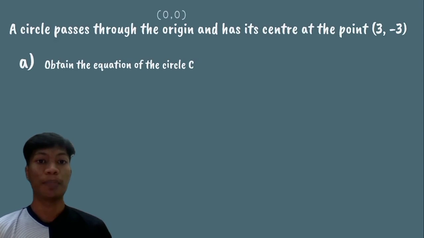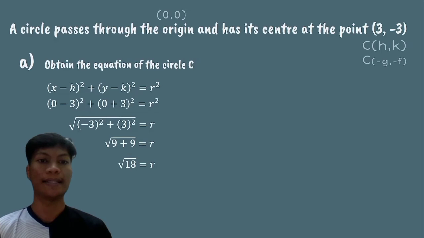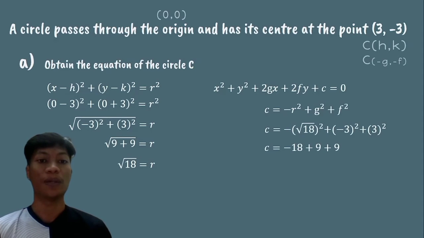So, the given center point of the circle is (3, -3). So, we will declare h equal to 3 and k equal to negative 3. First, we substitute the values of h and k into the standard form to get the value of the radius. Thus, r equals root 18. To find the value of c, we substitute r equals root 18, g equals negative 3 and f equals 3 into the equation of c. Thus, we get c equal to 0.